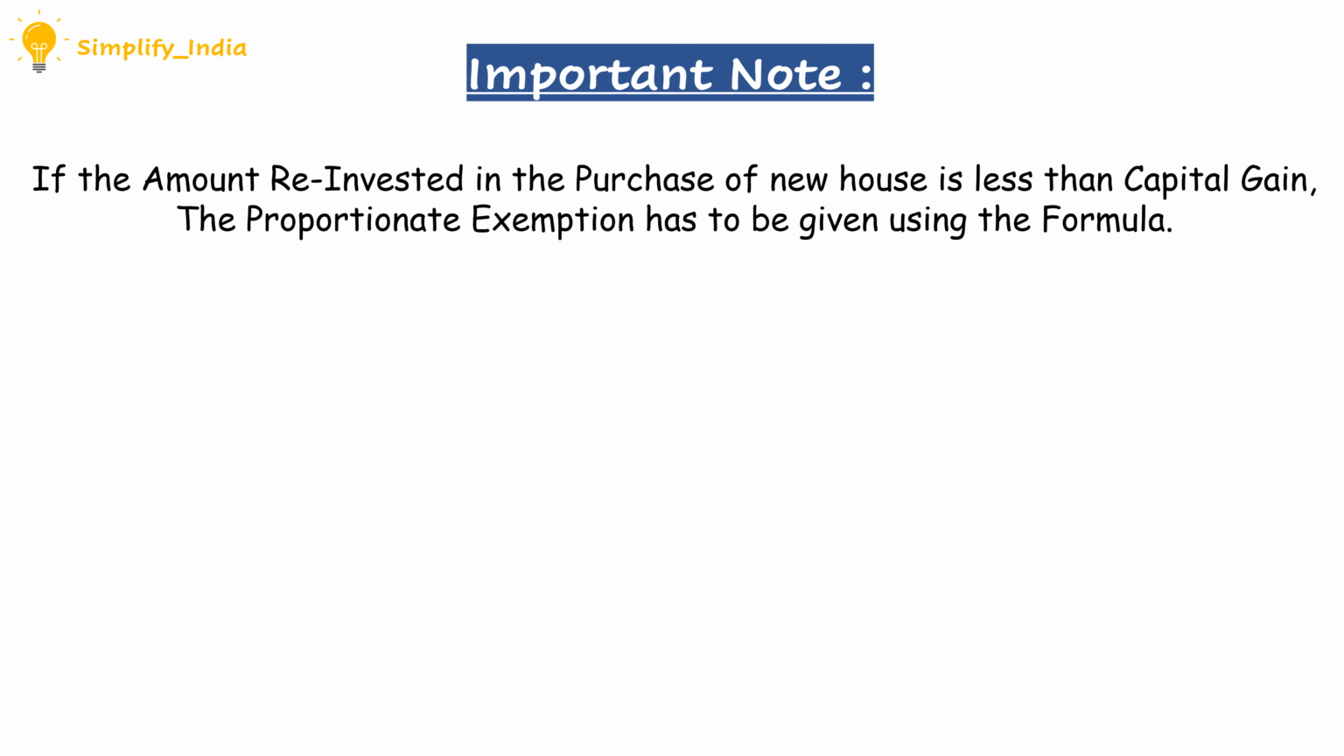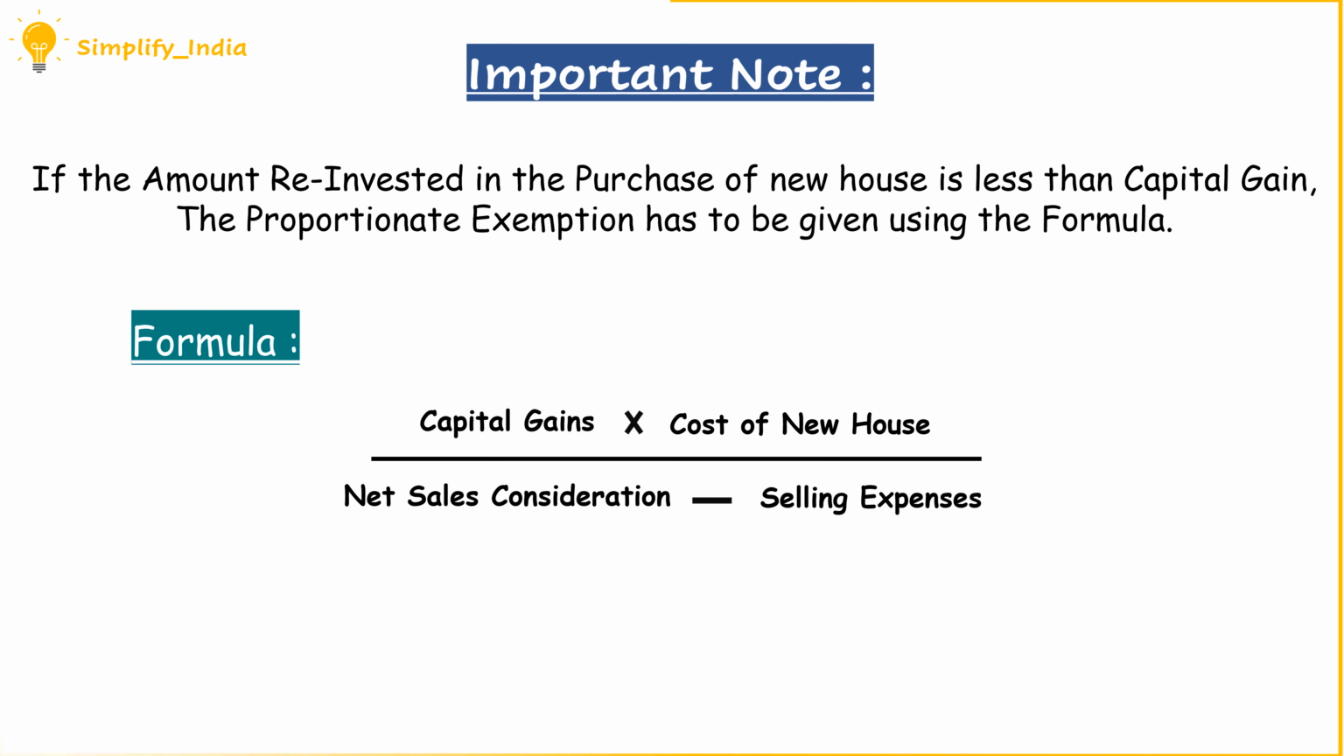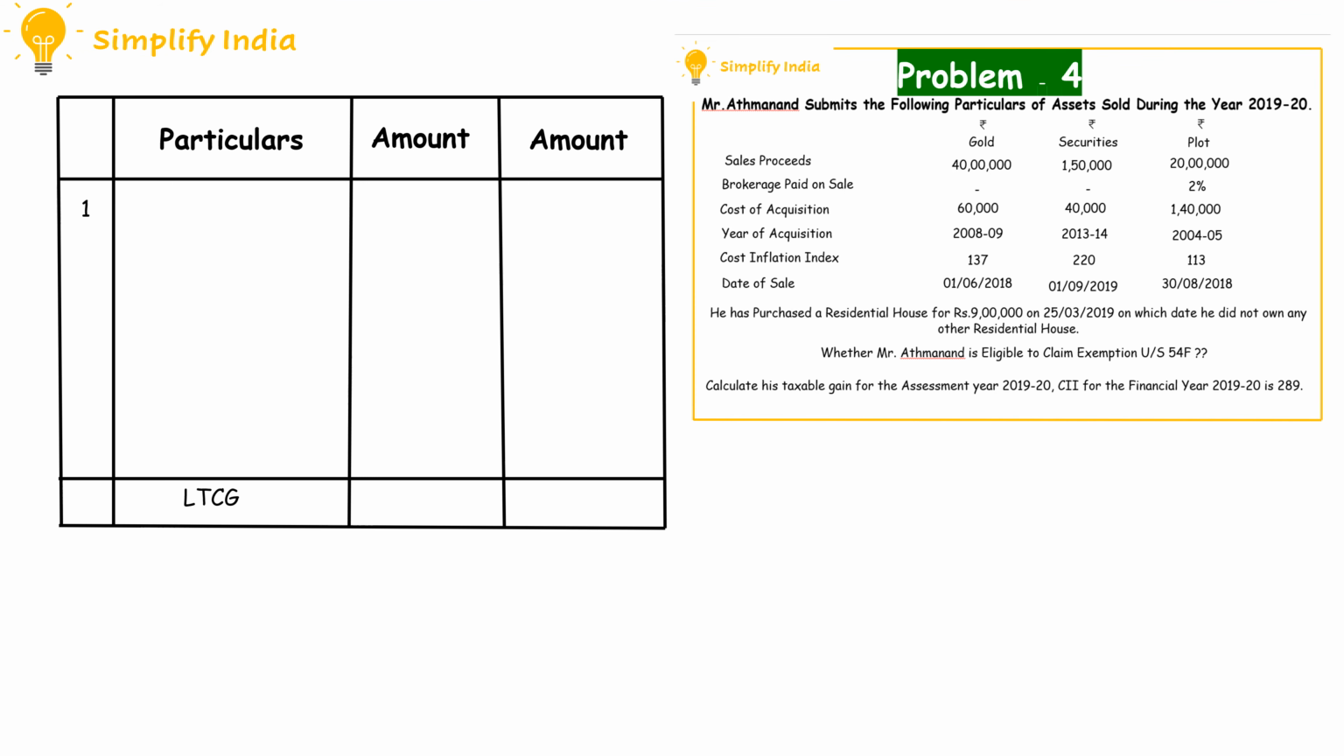If the amount reinvested in the purchase of a new house is less than the capital gain, then the proportionate exemption has to be given by using the formula. The formula is capital gains into cost of a new house divided by net sales consideration minus selling expenses. We should remember the previous formula for the calculation of proportionate exemption if it is applicable for the problem.